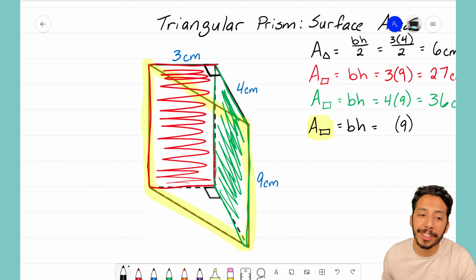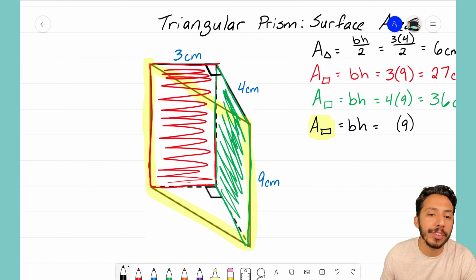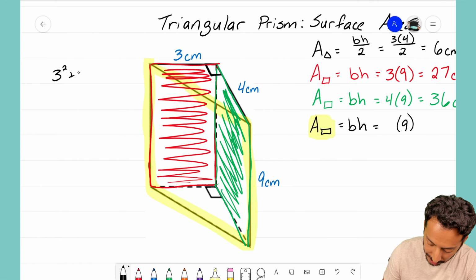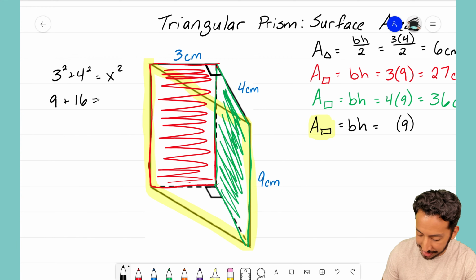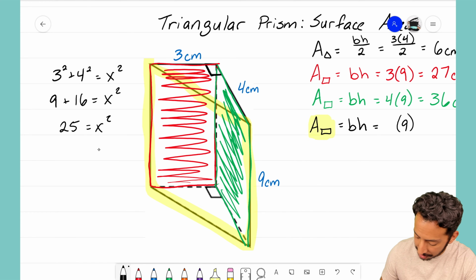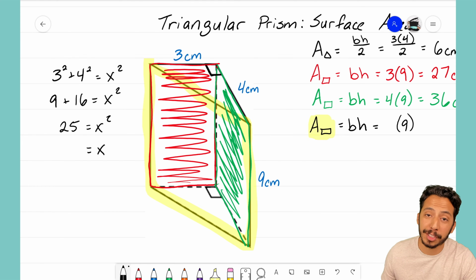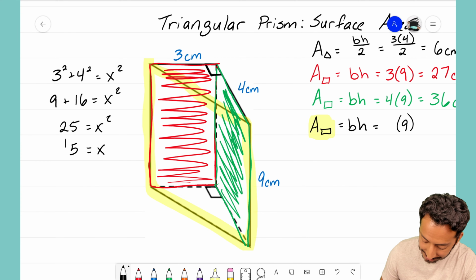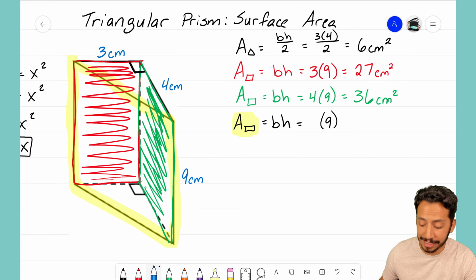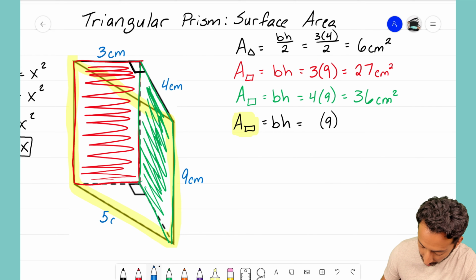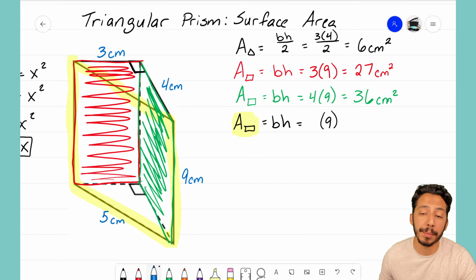So I'm going to scroll over here, and I'm going to quickly work out a Pythagorean's theorem problem to find this missing side. So I'm going to do 3 squared plus 4 squared equals, I'll call that x squared. Well, 3 squared is 9, 4 squared is 16. Add those two together and that makes 25. That's what x squared equals, but I want what x equals, so I'll have to take the square root of 25. That missing side length actually ends up being 5 centimeters. I'll go ahead and label the one on the bottom here. They are the same at the top and the bottom.